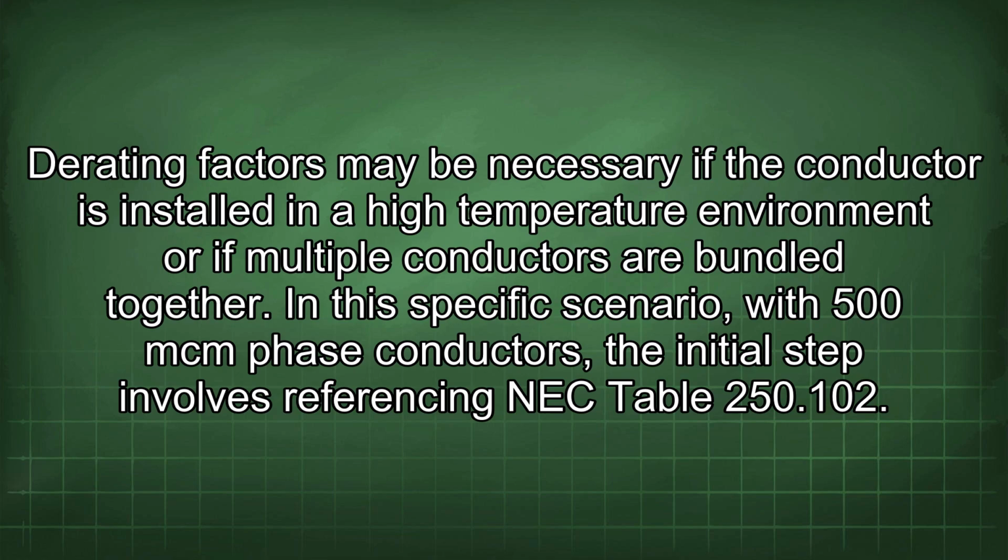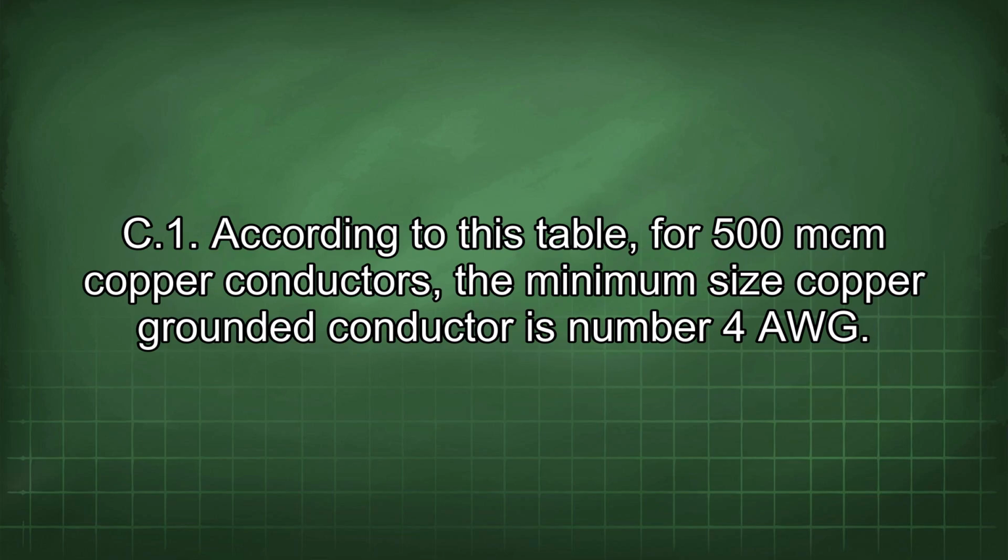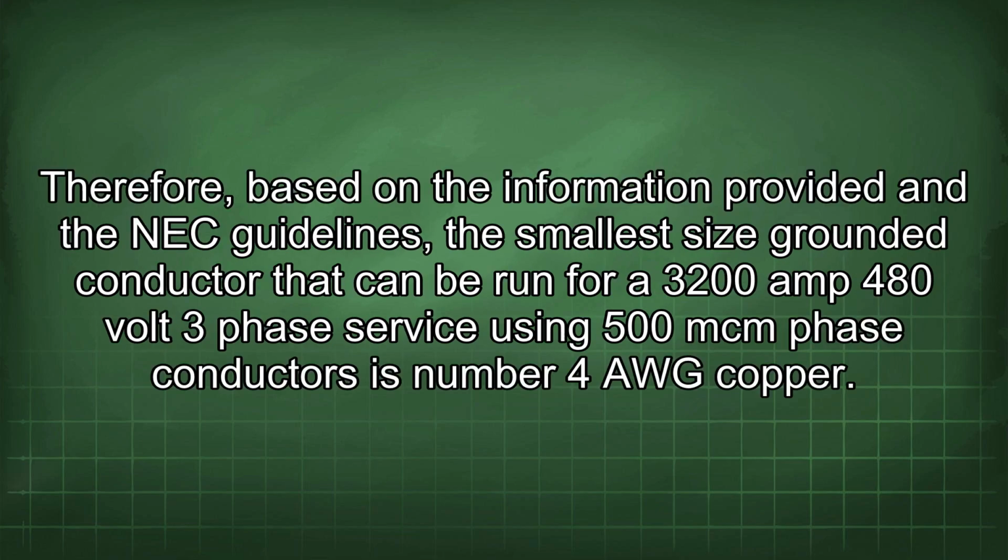together. In this specific scenario with 500 MCM phase conductors, the initial step involves referencing NEC Table 250.102, Sheet 1. According to this table, for 500 MCM copper conductors, the minimum size copper grounded conductor is number 4 AWG. Therefore, based on the information provided and the NEC guidelines, the smallest size grounded conductor that can be run for a 3200 amp 480 volt 3-phase service using 500 MCM phase conductors is number 4 AWG copper.